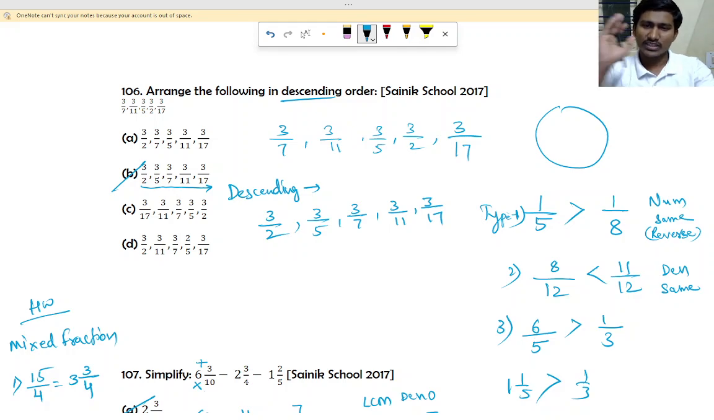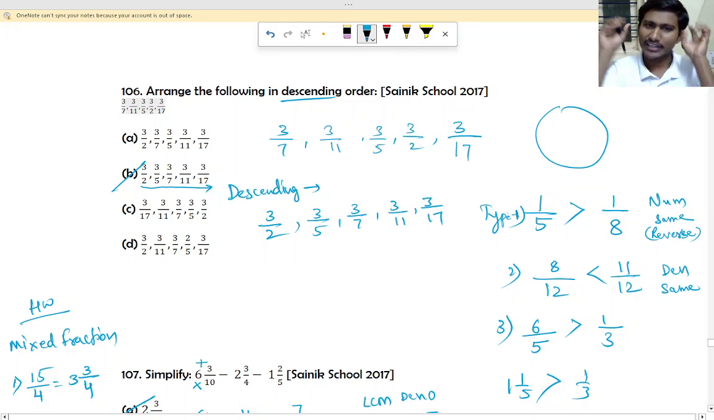106. So students, listen, question 106, we have already done this. Here it is 3 by 7, 3 by 11, 3 by 5, 3 by 2, 3 by 17. So all the denominators are the same. Denominator is the same means you consider it as one cake. When you consider it as cake, one cake or three cakes, anything.